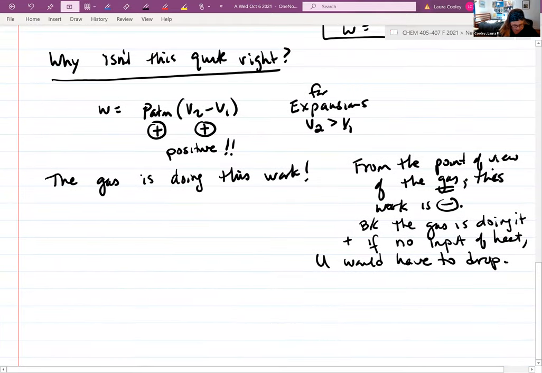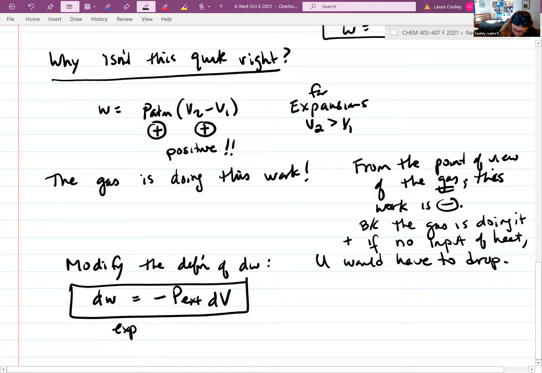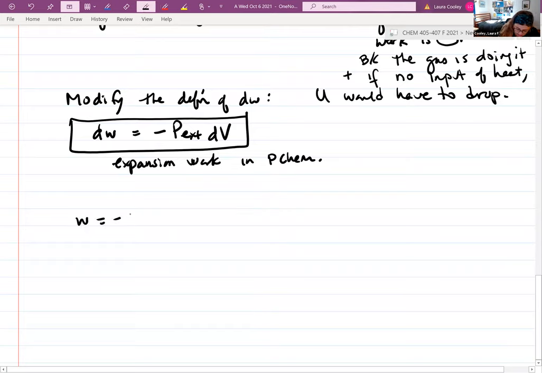Okay, so we're going to have to modify this definition, just very slightly. We're modifying the definition of dW. Now it's going to be minus P external times dV. This is the definition for expansion work that we use in PChem. And just to show you what would happen if you had a compression, W is minus P external times V2 minus V1. This is the integrated form, with a constant P external, of course.